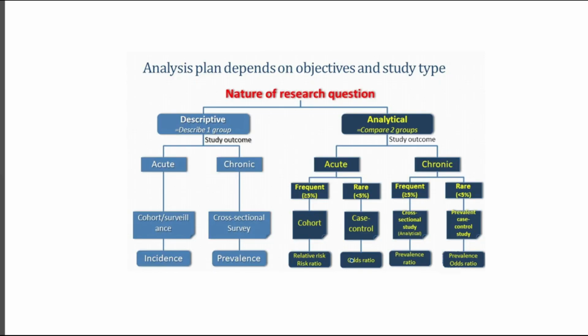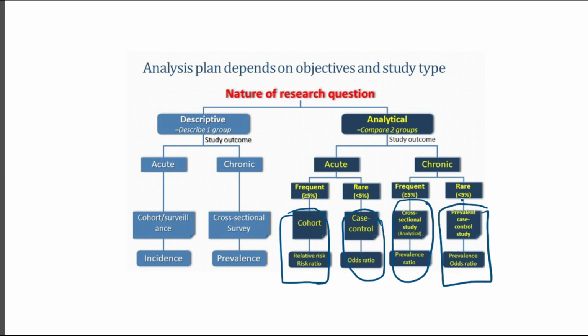Cohort study. See, let us revise the chart again. In the cohort study, you have association with relative risk. In the case control study, it is the odds ratio. Cross-sectional studies, prevalence ratio. And case control studies with prevalent cases, prevalence odds ratio. It is very rare. Therefore, it is written as rare.